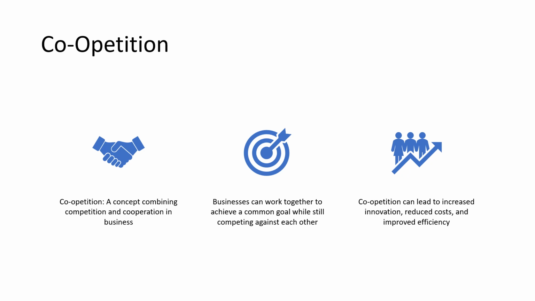Another example of co-opetition in Amazon.com's business strategy is its use of customer data. Amazon.com collects vast amounts of customer data, which it uses to personalize recommendations, improve the customer experience, and target advertising.